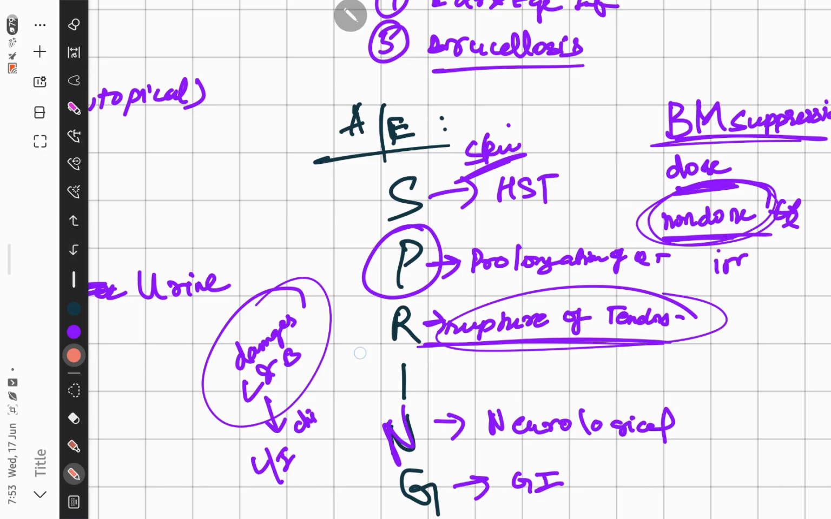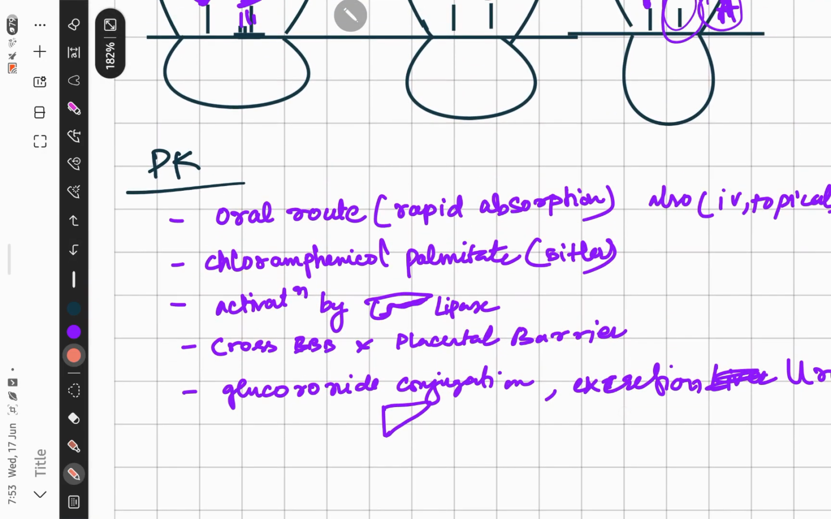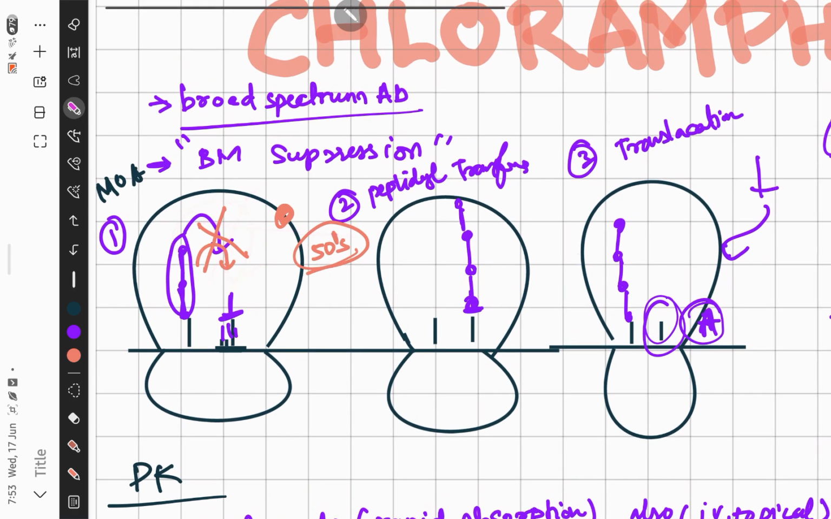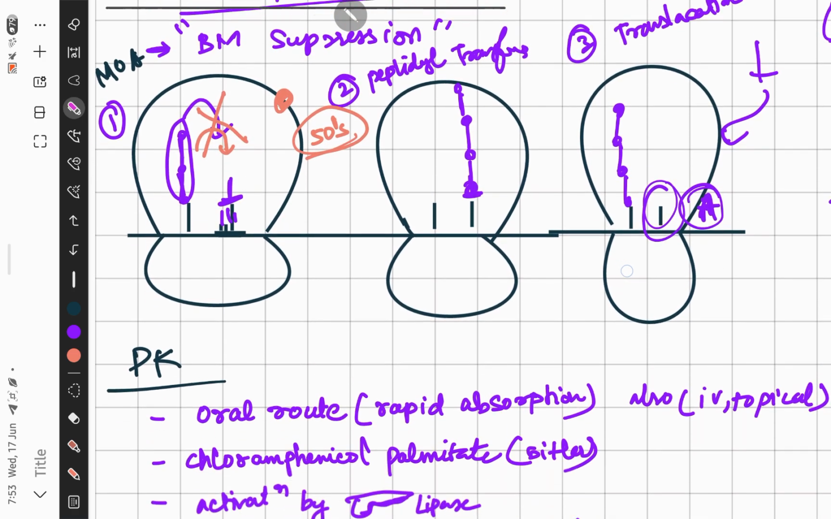Okay guys, now let's start. Chloramphenicol binds to the 50S subunit, and it inhibits this joining of amino acid step. So this is the mechanism of action of chloramphenicol.